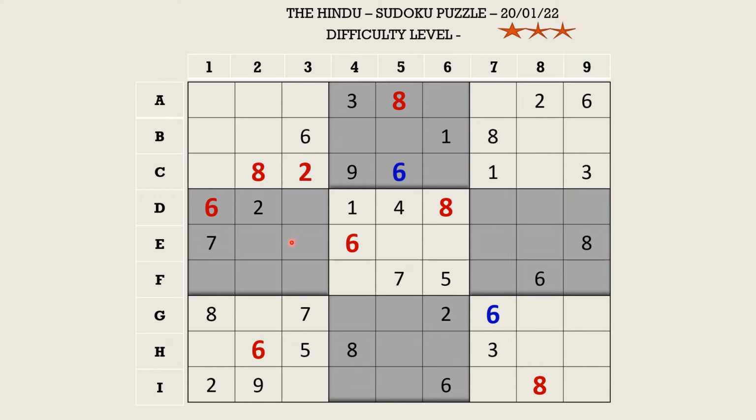There is an 8 in column 1 which blocks this cell. There is an 8 in column 2 which blocks these two cells. There is an 8 in D row which blocks this cell and an 8 in E row which blocks this cell. So F3 takes 8.